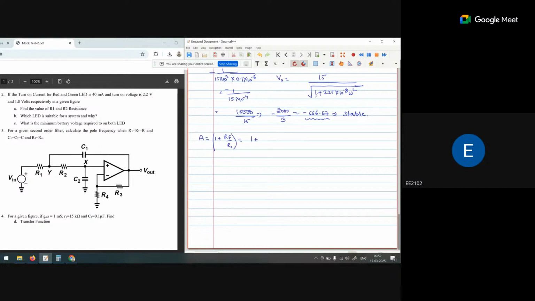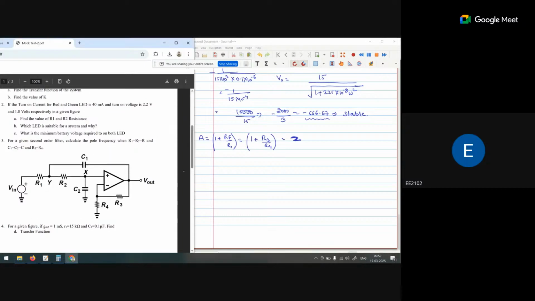So it is 1 plus R3 by R4. And when R3 and R4 are equal, we can say the gain is 2. Clear? Yes, sir. Now second, if this is the V out voltage, the current will be going in this direction. So, for example, we consider that this voltage is Vx.